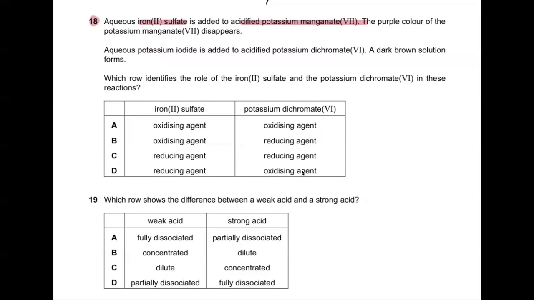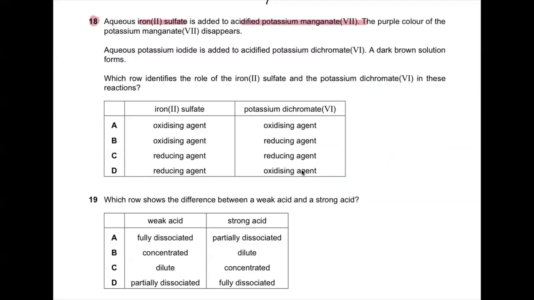Now, MCQ number 19, which row shows the difference between a weak acid and a strong acid? So we know a weak acid partially dissociates, right? And a strong acid fully dissociates. So A, B, and C are wrong, and D is the correct answer. So if you remember the definition of the weak and the strong acid, you can easily figure it out.